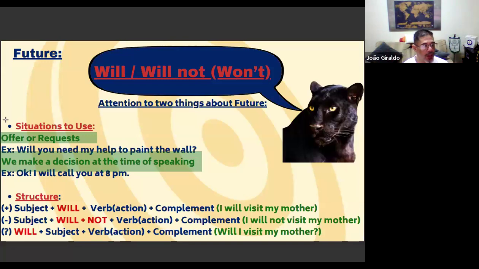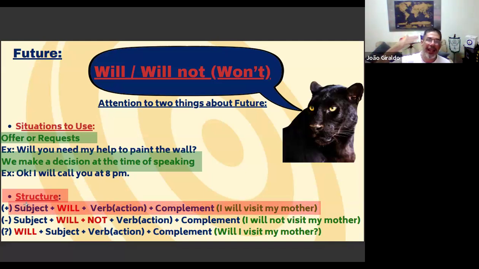And another important thing for you to identify, guys, is the structure. Okay, what is the structure? A very, very basic structure. So on your affirmative, you start with the subject plus will to indicate your sentence in the future. The action verb, the verb you are going to use: I will go, I will visit, I will study, I will play. So this is the action of your sentence. And the complement you decide to use.